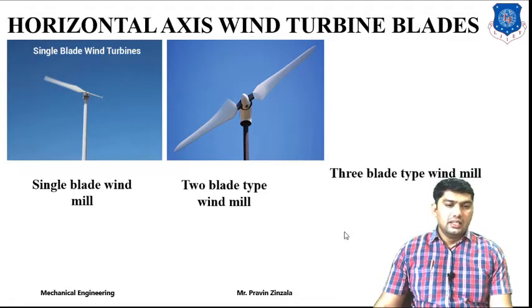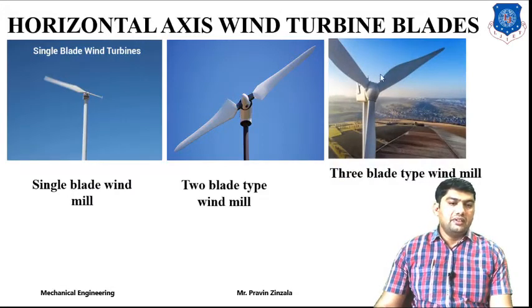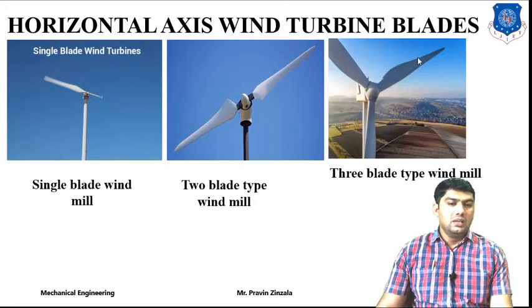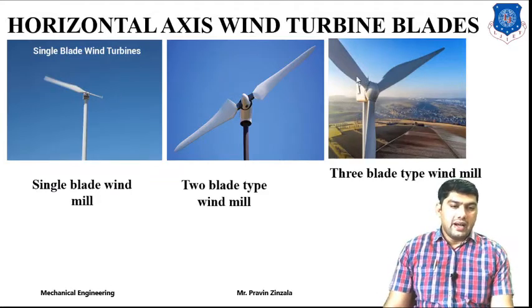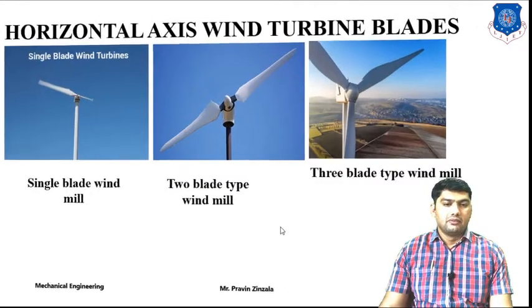Third one is the three blade windmill. It is the most utilized in wind power generation or electricity generation. The three blade type horizontal axis wind turbine is advantageous compared to the one and two blade type windmills, because by installing three blades we get the maximum power. Second, we get better balancing compared to the single and double blade type wind turbines.